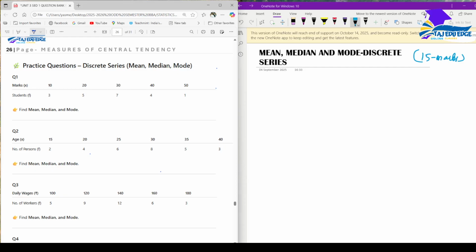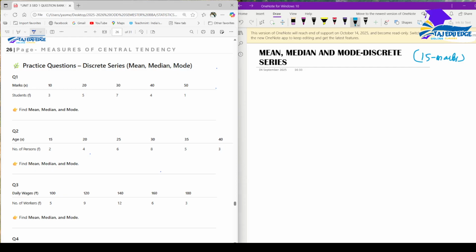One more thing I want to tell you here: if they have given the marks and they say less than 10 or more than 10, less than 20 or more than 20, if they use the words less than or more than for the marks or the age or something like that, then that is not discrete, that is continuous series. So be sure that you understand the differences between discrete series and continuous series when you are writing it in the exam.